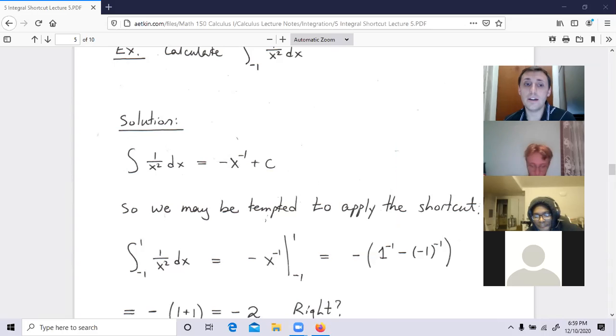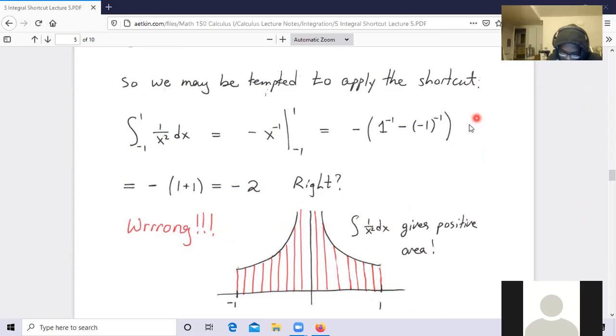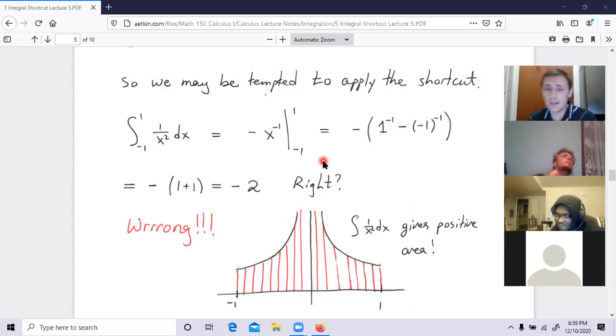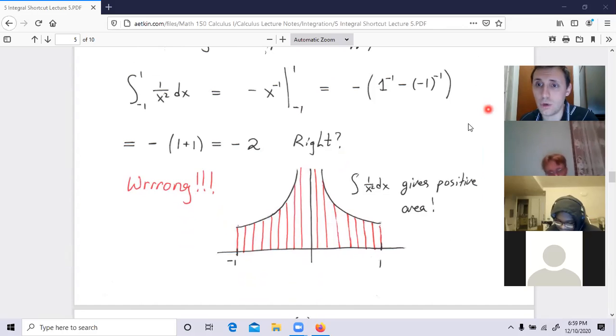So, could it be negative? No, it doesn't seem like it. Or maybe it could. I mean, mathematics is very, very strange. But look at it. It does not seem that I'm gathering negative area. It seems that I have positive area. So we cannot apply this result just without thinking, this guessing game, right? This shortcut. Maybe the shortcut doesn't work.